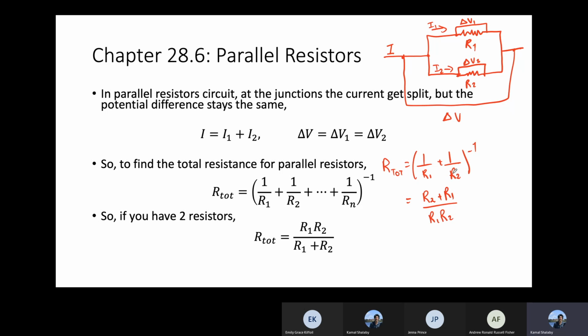So what I did here, I just multiplied by R2 here and there, and R1 over here and down there, giving me R2 plus R1 over R1 multiplied by R2. The inverse of that will equal R1 R2 over the sum R1 plus R2. But keep in mind, this is only for two resistors. If there are three resistors, it's going to be more complicated and wouldn't be as straightforward.